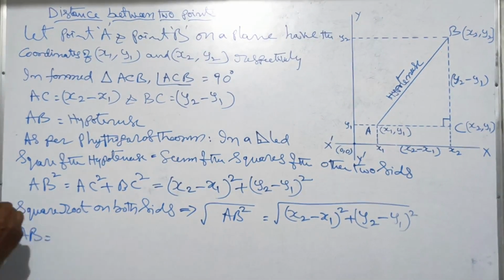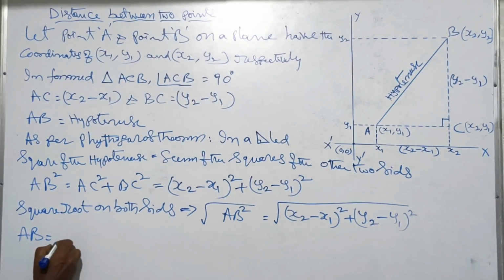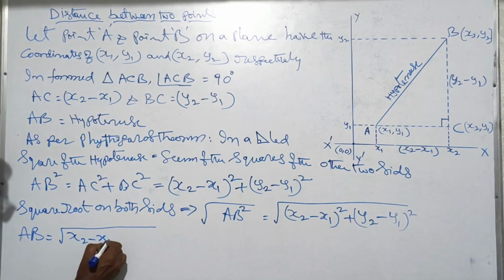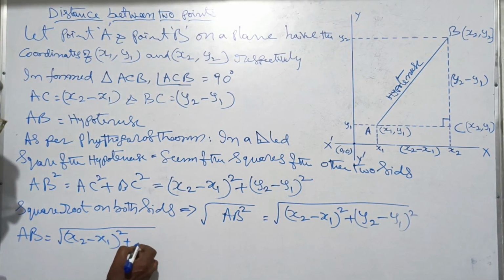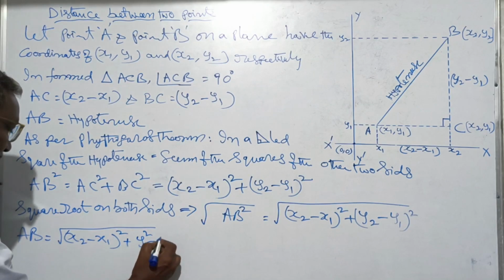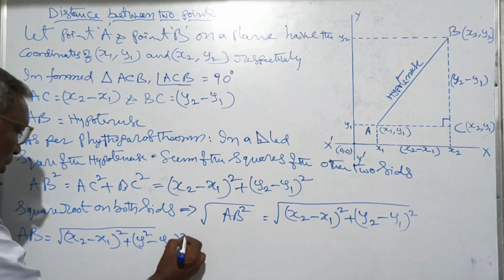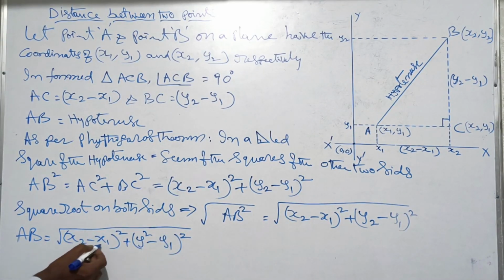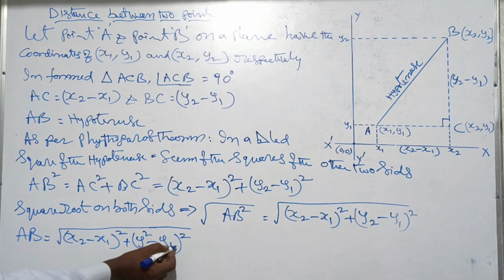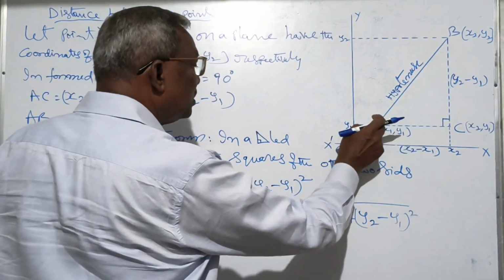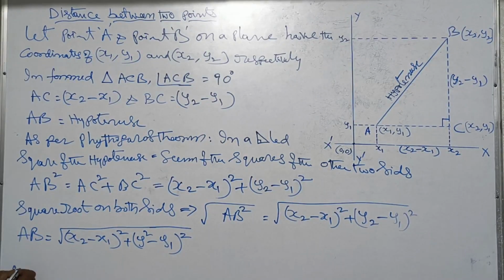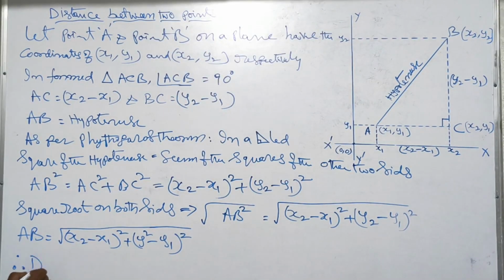Therefore, AB is equal to the square root of (x2 minus x1) whole square plus (y2 minus y1) whole square. What is AB? It is the distance between this point and this point, the distance between 2 points.